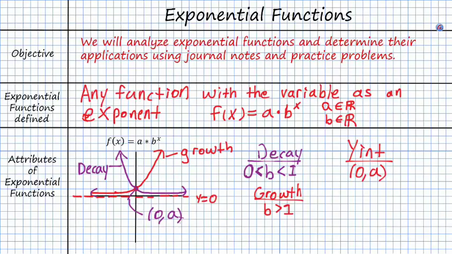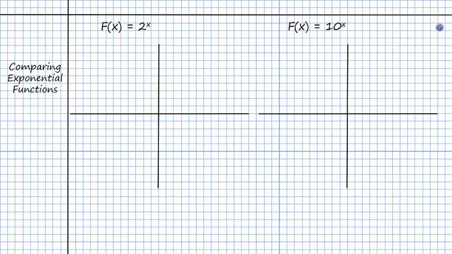So in the parent function, our asymptote is y is equal to 0 in most cases. Now you see they approach their asymptote in a little bit of a different way, but we'll get into that more as we see the difference between growth and decay. All right, so now that we know some of the attributes of exponential functions, let's go ahead and see if we can do some math with them.